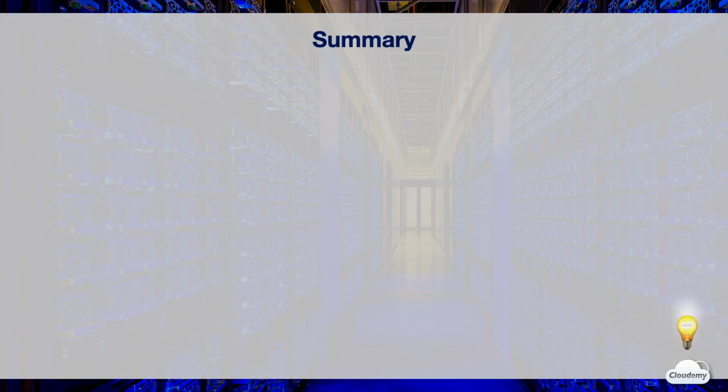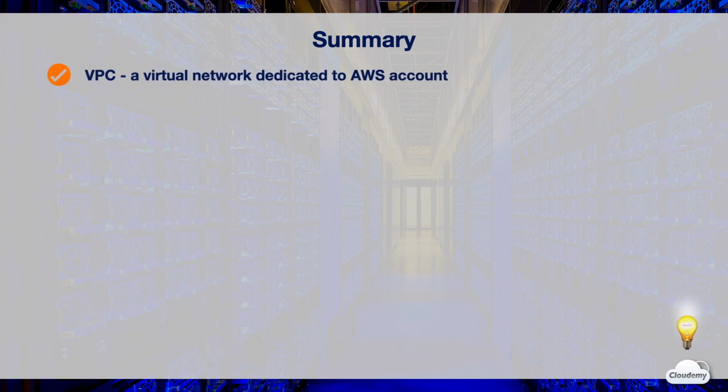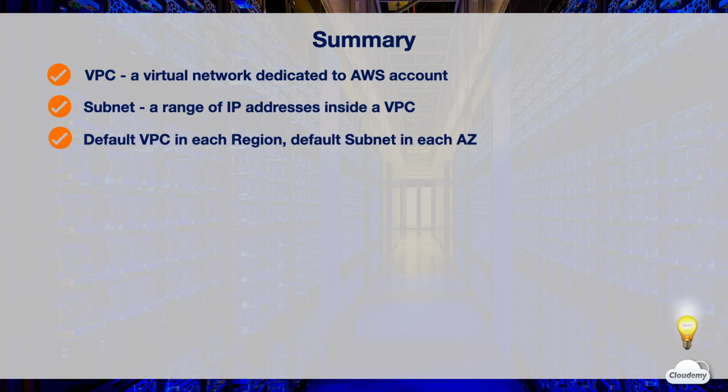In this episode, we've learned Amazon Virtual Private Cloud, VPC. VPC lets you provision a logically isolated section of the AWS cloud, where you can launch AWS resources in a virtual network. A VPC is a virtual network dedicated to your AWS account. A subnet is a range of IP addresses inside a VPC. AWS creates a default VPC in each region, and a default subnet in each availability zone. A default VPC and subnet are ready for you to use, so that you don't have to create and configure your own VPC and subnet. In addition, you can create non-default VPCs in a region and non-default subnets in an availability zone.